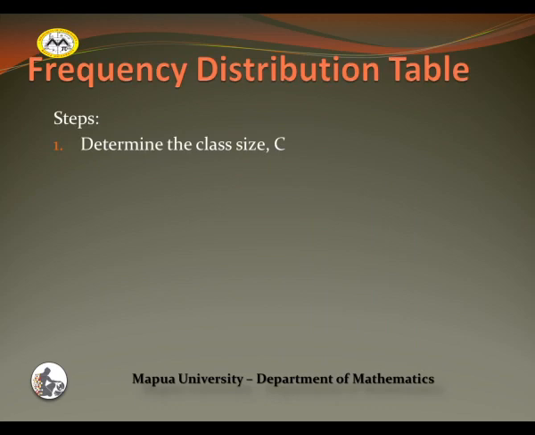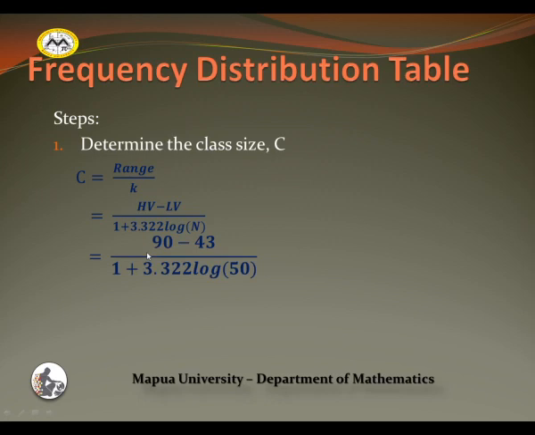The class size is equal to the range divided by the number of classes k. The range is the difference between the highest value and the lowest value, and the number of classes is equal to 1 plus 3.322 log of n. Based on the given data, the highest value is 90 and the lowest value is 43. Using our calculator, we find the class size as 7.07, and rounding off this value, it is equivalent to 7.